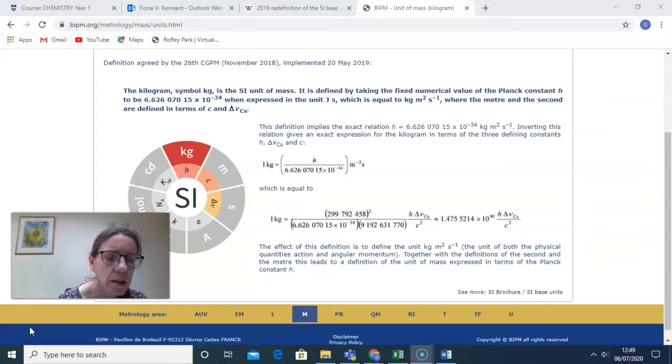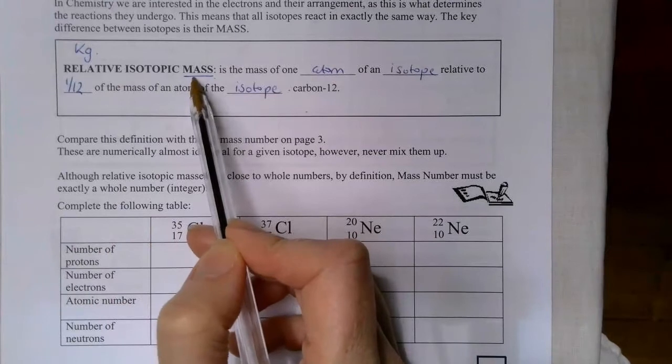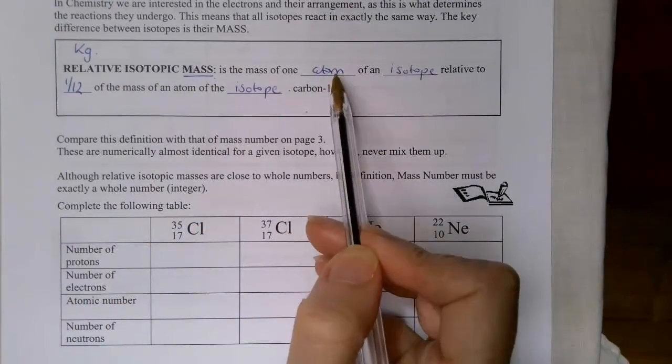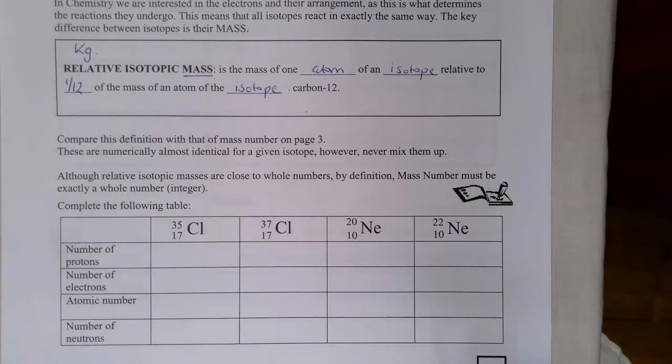It also underlines the importance in science of having defined terms so that we all agree with what we're talking about. So this is an internationally agreed version of the kilogram, and everybody can make sure that they're talking about the same thing, that when we say that this weighs exactly 1 kilogram, that's the same wherever you are in the world. So the relative isotopic mass is the mass of one atom of an isotope relative to 1/12 the mass of an atom of the isotope carbon-12.